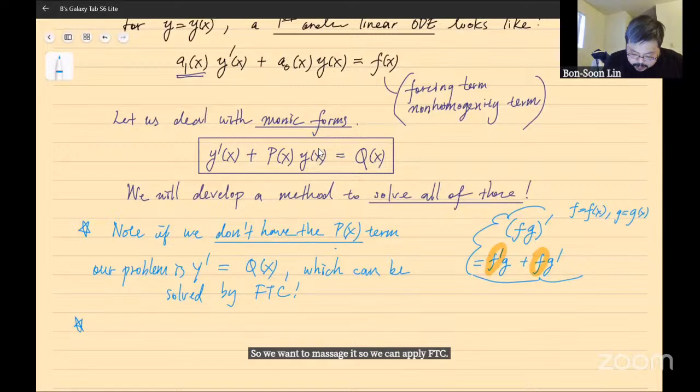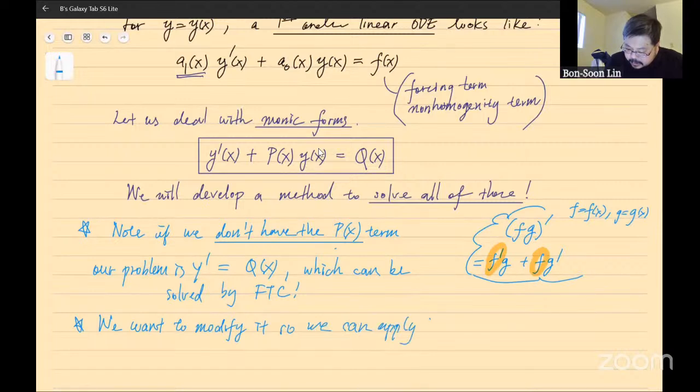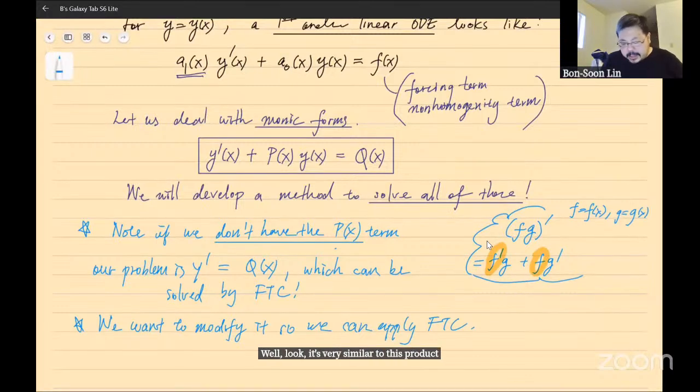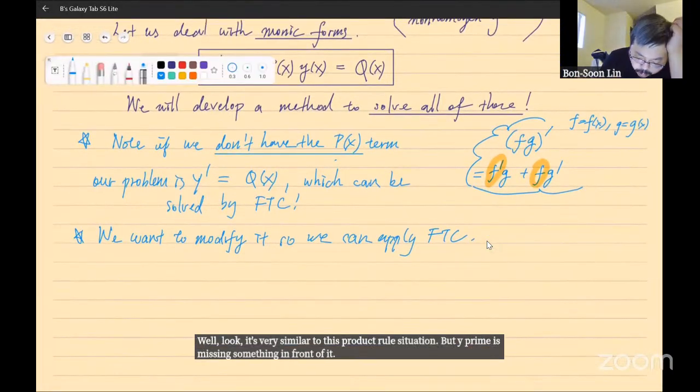So what we want to do is modify it so we can apply FTC. Okay? How do we do this? Well, look, it's very similar to this product rule situation, but y prime is missing something in front of it. So here we go. This is what we're going to do.